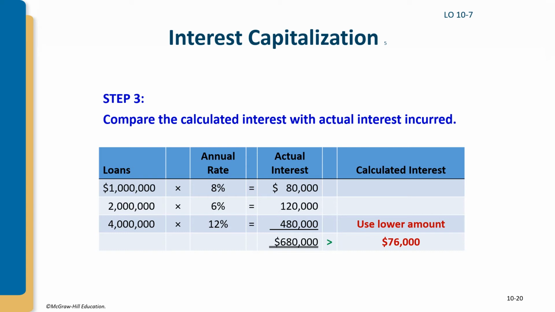The calculated amount was $76,000. And so if the calculated amount is less than your actual, then you use the calculated amount. If your calculated amount ends up being more than your actual, you can't capitalize more than you actually paid, right? So you would have to only capitalize the actual.